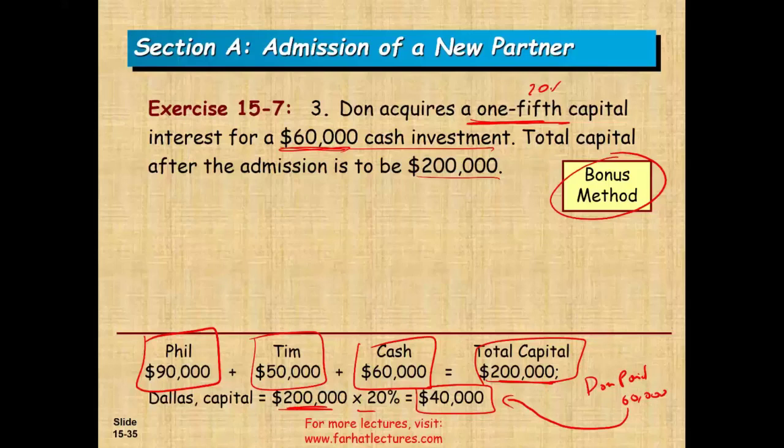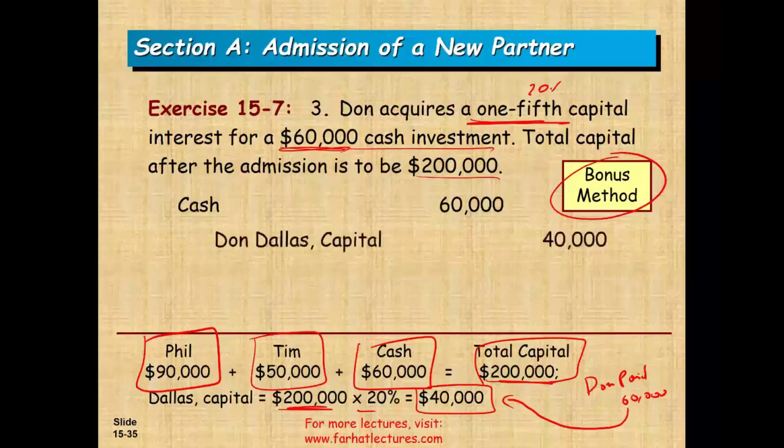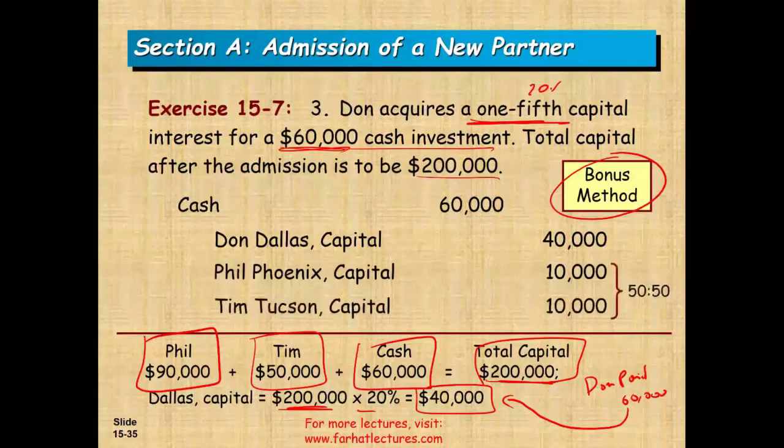So basically, because we're using the bonus method, the existing partners are going to get the bonus. First, the partnership will receive $60,000 in cash. So this transaction involved the partnership itself. Don will get 40,000 in capital because this is how much, based on the computation, they're going to give him. Now, what about the additional $20,000 that Don invested? It's going to go to the capital accounts of Phil and Tim 50-50. So Phil and Tim would split that additional capital as a bonus to their accounts 50-50. So this is the bonus method.